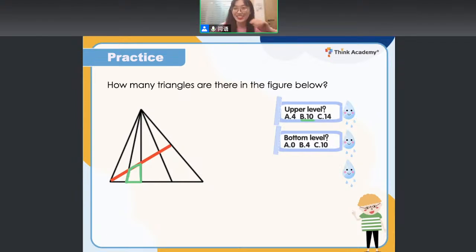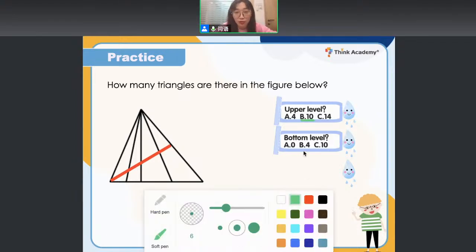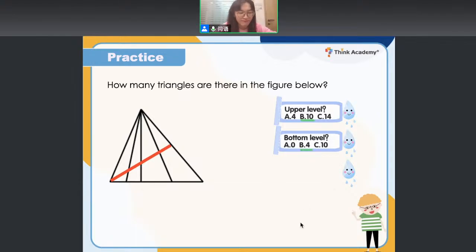I see some of you also answer me 10. No. Triangle, triangle. Okay, correct. So here you see for the bottom one, actually we only have a 4, right? We only have a 4. Yes. Be more careful.